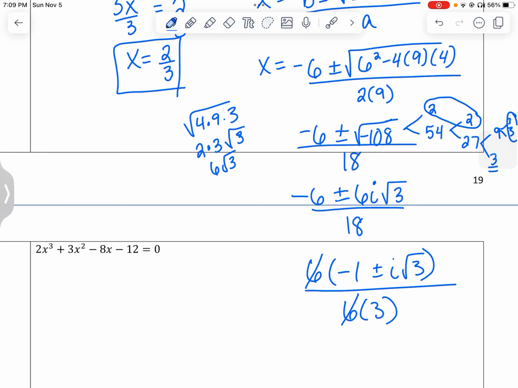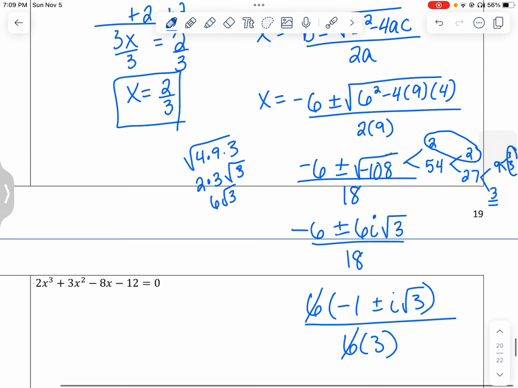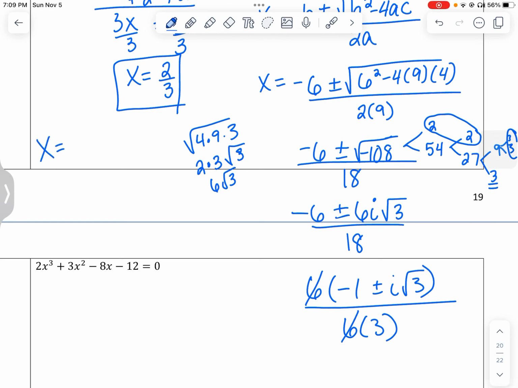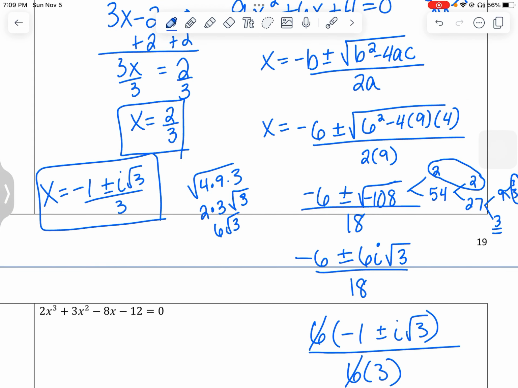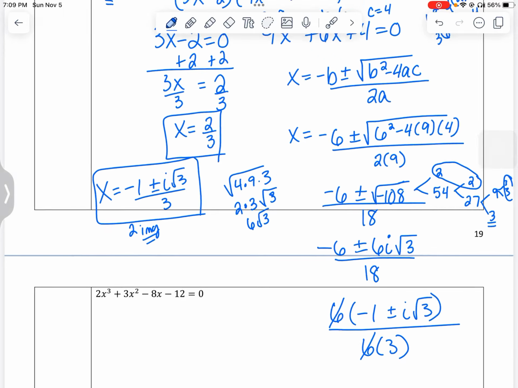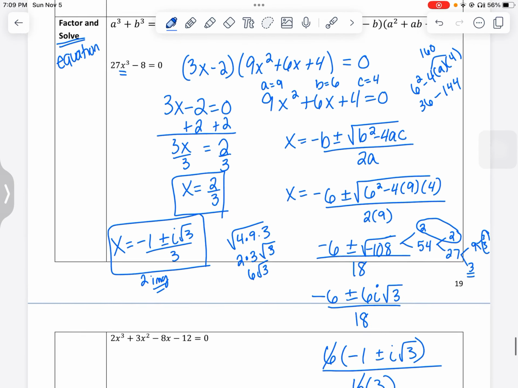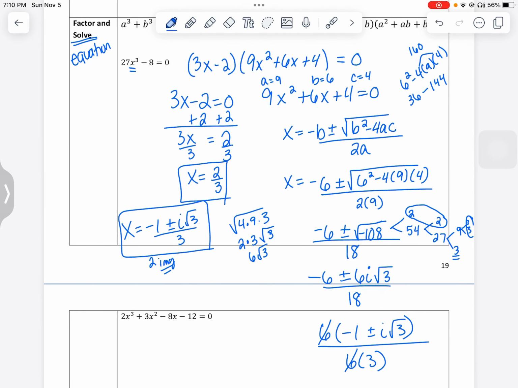6 divided by 6 is 1. So my final answer for that piece would be x equals negative 1 plus or minus i square root of 3 over 3. So this cubic equation had 1 real solution and then 2 imaginary solutions for this one. So 3 total solutions. So let me zoom out so you can pause that if you need to quick to write that down. That was a problem. Quite the process.